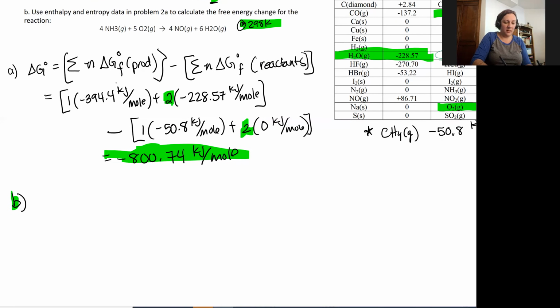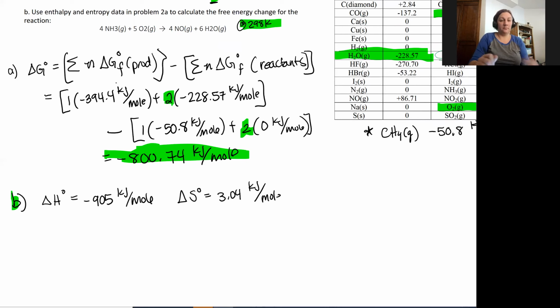The standard enthalpy of reaction that was given was negative 905 kilojoules per mole. And we had used that to calculate the entropy. And when we did that calculation, we got a standard change in entropy that was equal to 3.04 kilojoules per mole Kelvin. So we're going to use these two values to calculate our free energy for the reaction, which will be equal to that enthalpy change minus the temperature times our change in entropy.